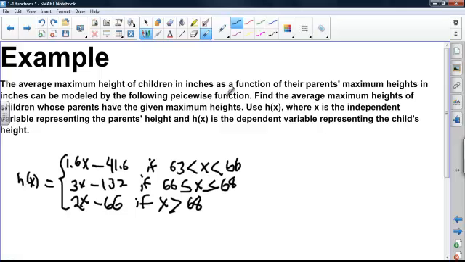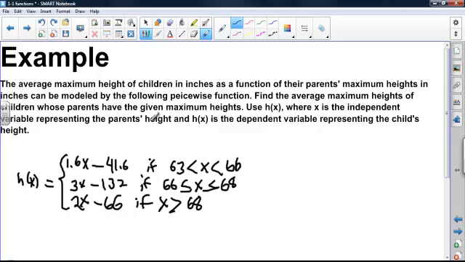As soon as I see this modeled by the following, I immediately look down and see the function. Okay, the function's there. Cool. We don't have to come up with it. They gave it to us already. That's awesome. Now, find the average maximum heights of children whose parents have the given maximum heights. So they're asking us to find the average maximum heights of children whose parents have the given maximum heights, and there are some numbers that I'm going to give you that will be the parents' heights. It says use h of x where x is the independent variable representing the parent's height.